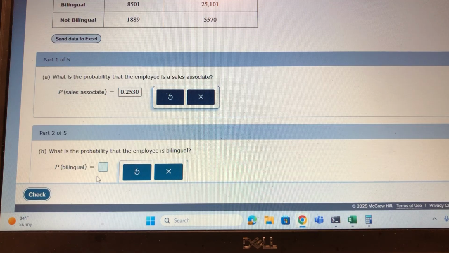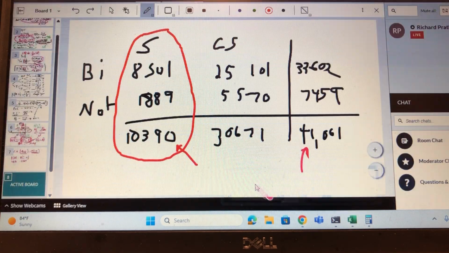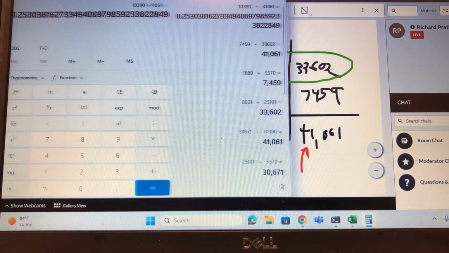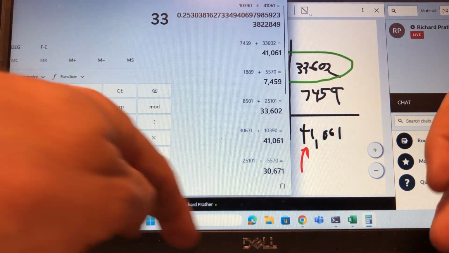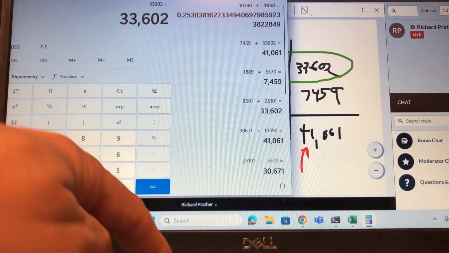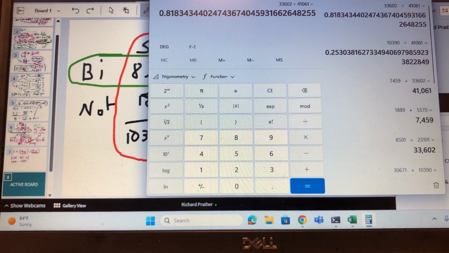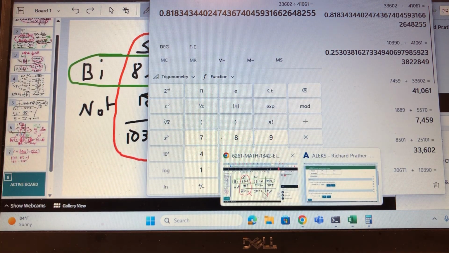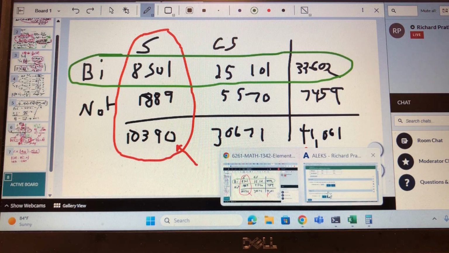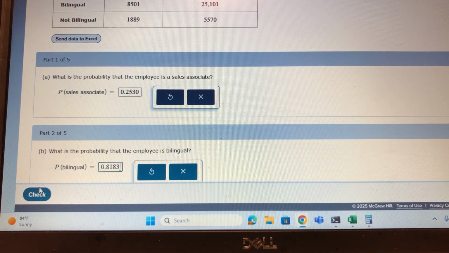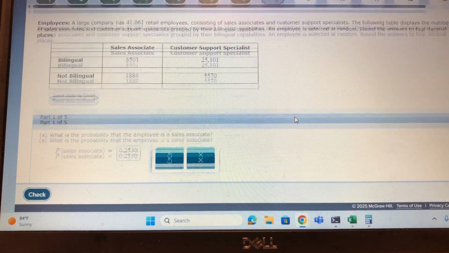Here's another single probability, just doing bilingual. That's this row right here. So that's this 33,000 divided by the 41,000. 33,602 divided by 41,061. 8183. Keep forgetting about that, okay?